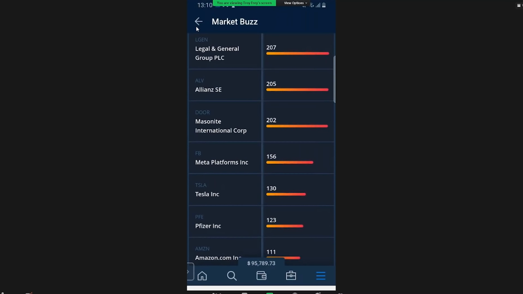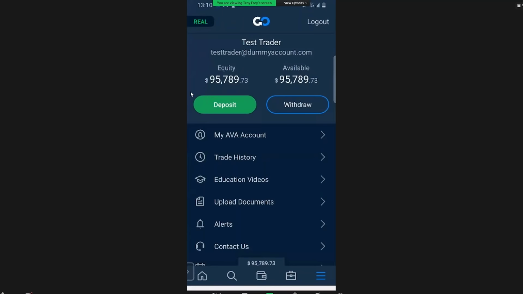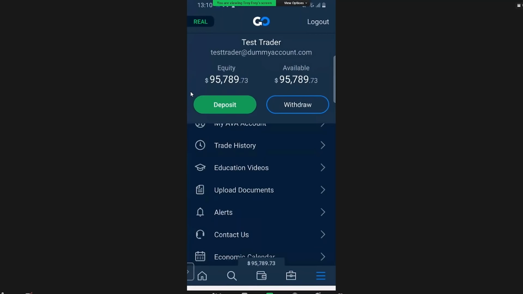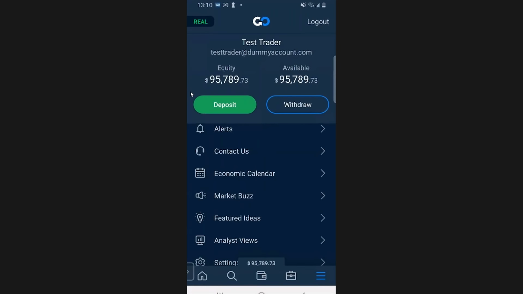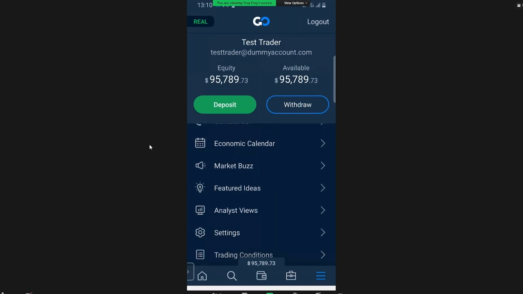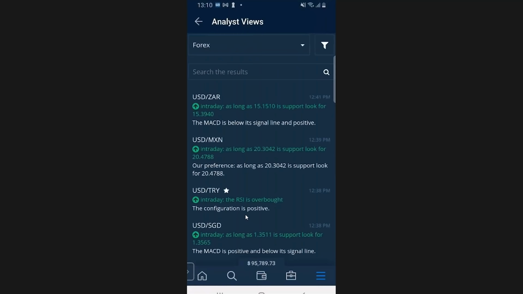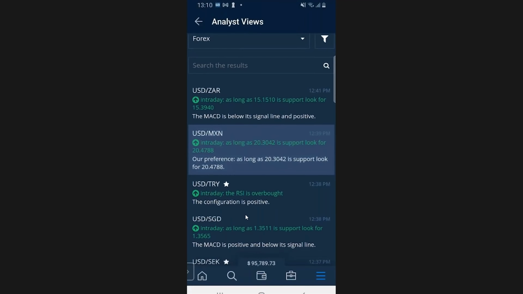Okay, so if we go back to this menu, from Trading Central, we've got some advanced features beyond Market Buzz, also analyst views. Featured ideas have the technical analysis signals. So let's tap on analyst views and let's see what are the signals that we see? It all makes sense, right? Fundamentally, the technical analysis usually makes sense with the fundamentals. And that's what we looked at yesterday.